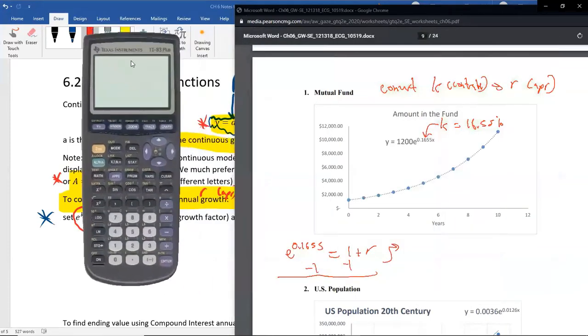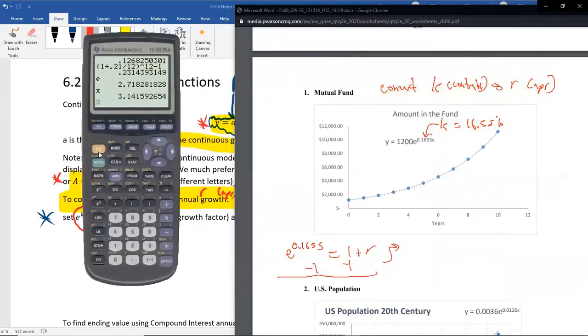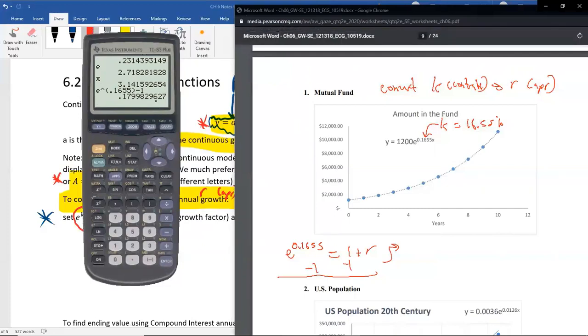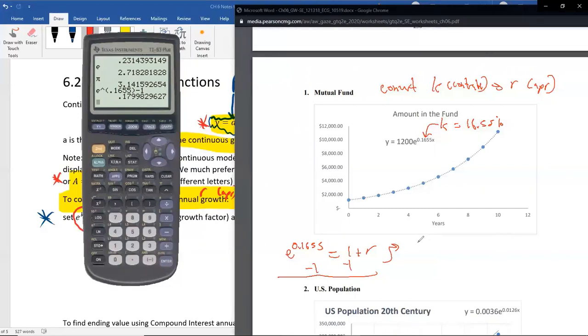Let me move this so you can actually see. So e, I have to go second, e with the exponent, which is right here on my calculator. And that exponent was 0.1655. I could have also hit second, the e that's under the division key, and then made the exponent myself. Then I have to do minus 1. And that gives us 0.1799829, which is equal to r. Well, we have to convert that to a percent, so the decimal goes right twice.